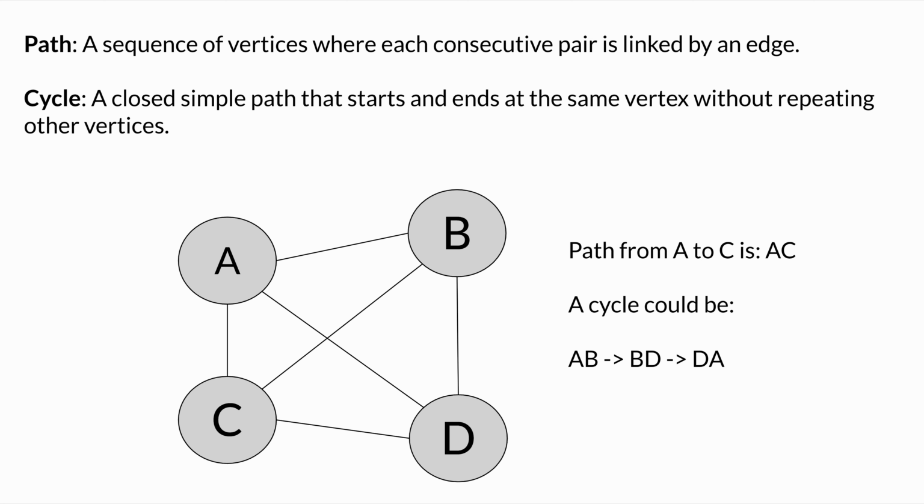And a cycle is a closed path that starts and ends at the same vertex. So for example, if we're going from A and we would go back to A, that creates a cycle. So we would do AC, CD, DA, and then we keep going. So here, this is an example of a path from A to C. It's just AC. And then a cycle would be, okay, so this one says AB, BD, DA. So you can see how this creates a cycle.